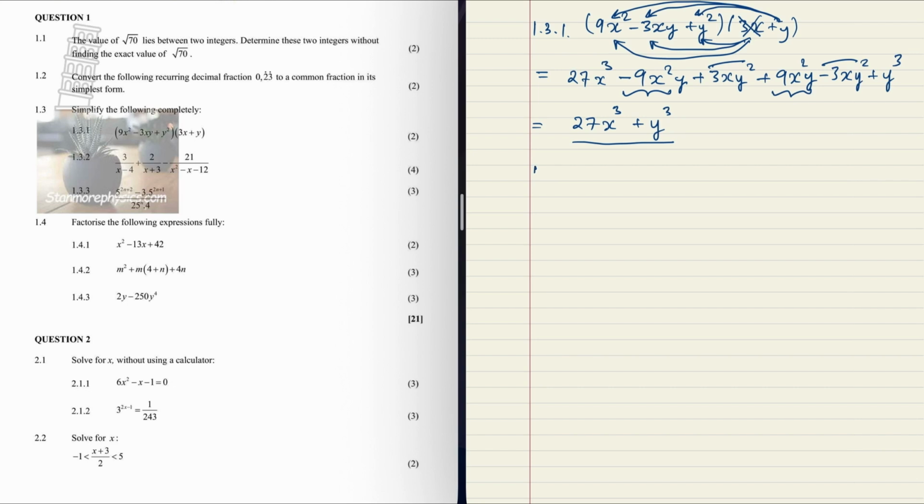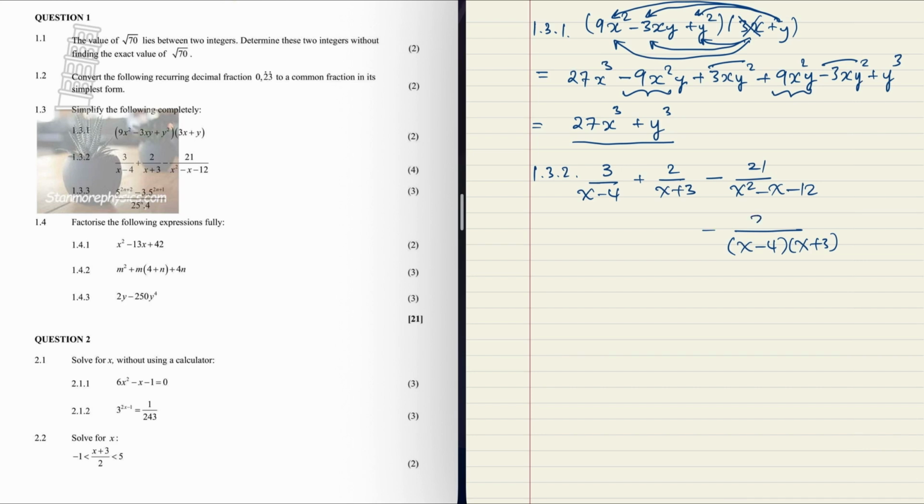The same thing. Question 1.3.2. We have 3 over x minus 4 plus 2 over x plus 3 minus 21 over x squared minus x minus 12. Now, there's no equal sign here, so I have to get an LCD. And the first thing I want to do is factorize this denominator, this trinomial. So I'm going to have x minus 4 and then x plus 3.